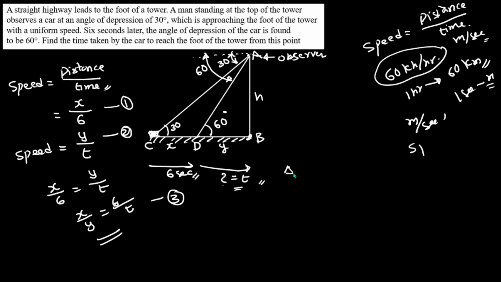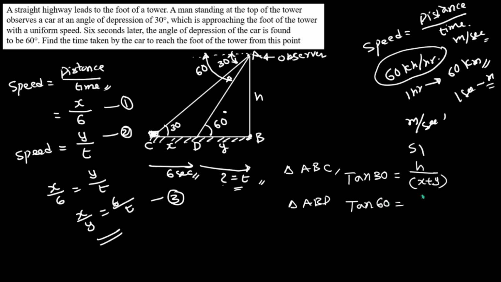Let's take the triangle ABC. From this triangle, tan 30 is equal to the opposite side AB by the adjacent side BC, right? AB is the height of the tower, h, by the adjacent side BC, that is x plus y. Similarly, if you write with the other triangle ABD, then tan 60 is equal to h by y. This is the only distance between B and D, which is y, so h by y.